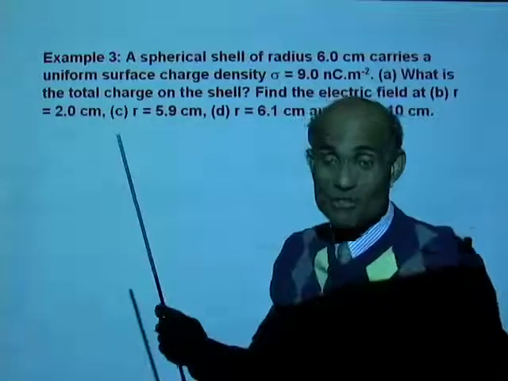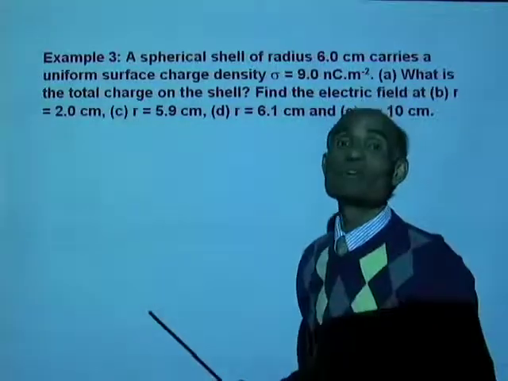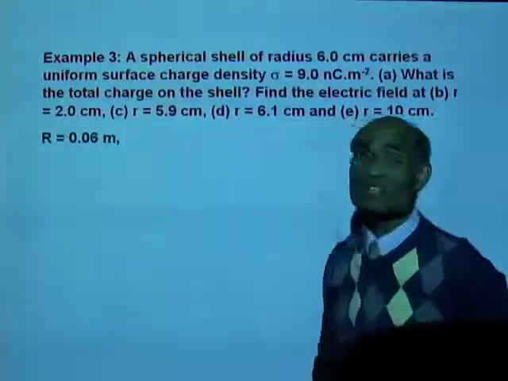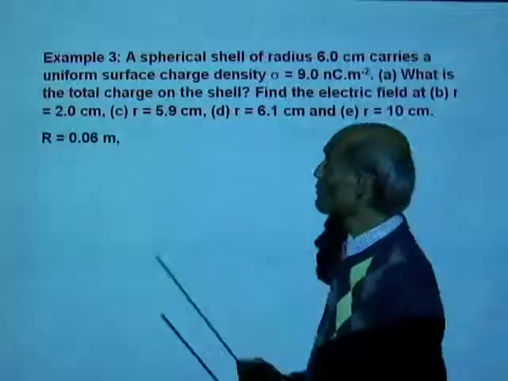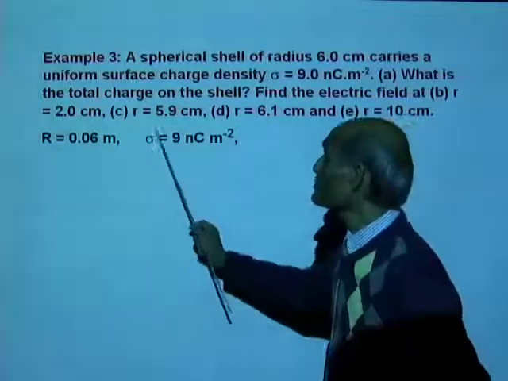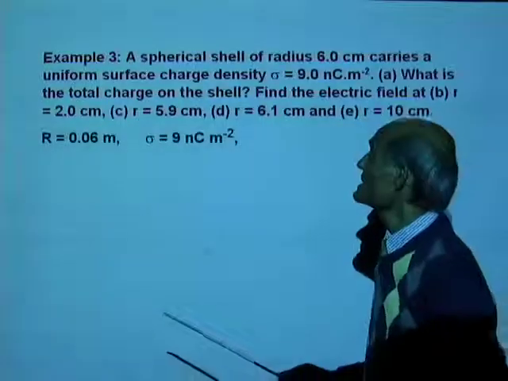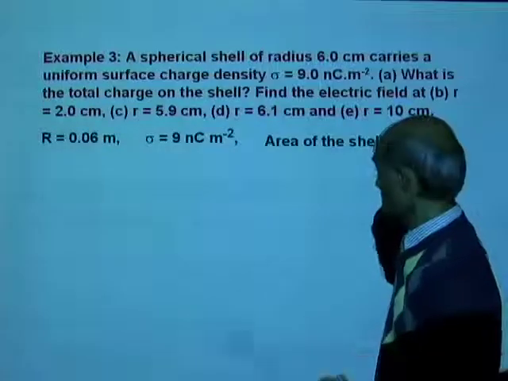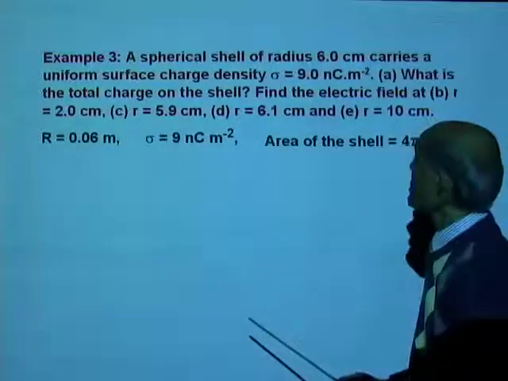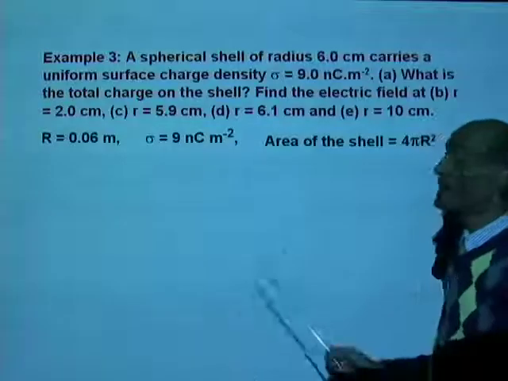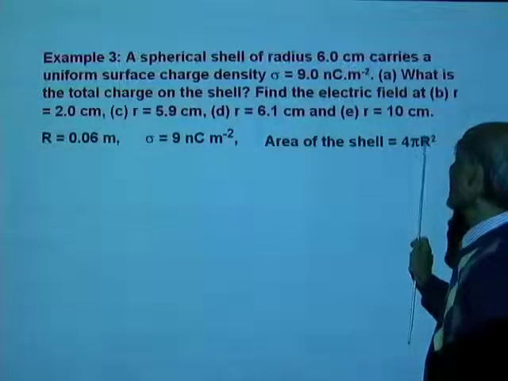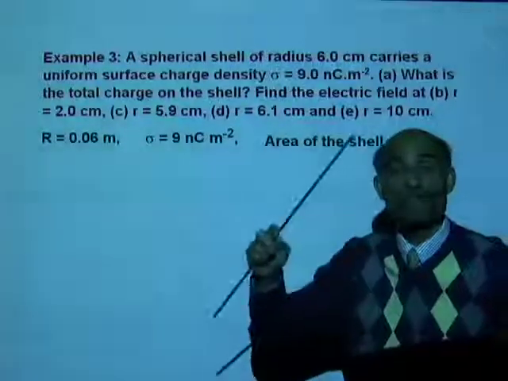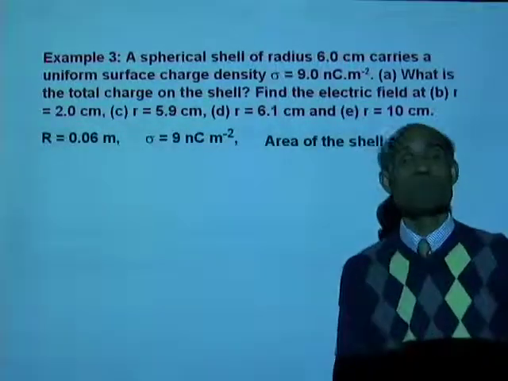Well, all we need to do is use the formulae we derived. The radius of the shell is 6 centimeter, 0.06 meter. The surface charge density is 9 nanocoulomb per meter squared. Now, area of the shell, you know, is 4 pi r squared, where r is the radius of the shell. And therefore, can you calculate the total amount of charge carried by the shell?